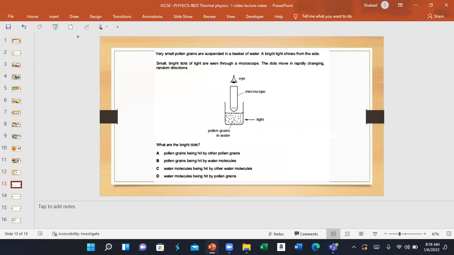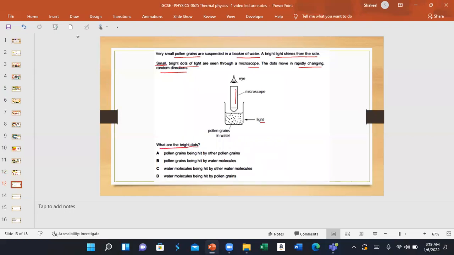Okay. Next question. Very small pollen grains are suspended in a beaker of water. A bright light shines from the side. Okay, this is a bright light and the microscope is there and the small pollens are there. Small bright dots of light are seen through the microscope. The dots move in rapidly changing directions like this, zigzag, Brownian motion.